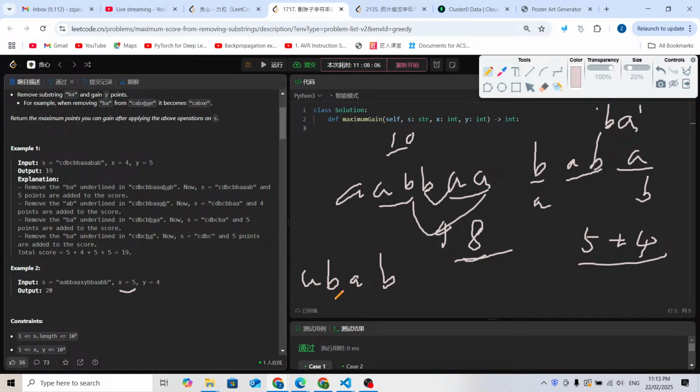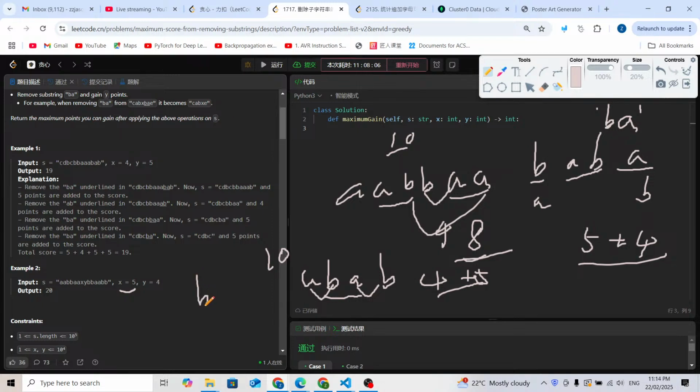So if we were to remove BA first, we're going to get a score of 4, and what's left behind is AB. AB is 5, so we get a score of 4 plus 5, which is 9. But this is not the best solution. The best solution is that we always want to remove AB first. So for example, we remove AB and remove AB, and we get a score of 10, and 10 is more than 9.